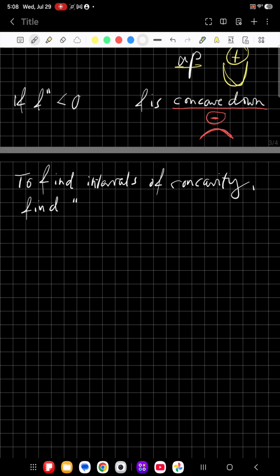It's not really called critical points, I'm not really sure. Different textbooks, different authors call it different names. Let's call it critical points of f double prime. It's not really the same thing, but basically these will be points of inflection.